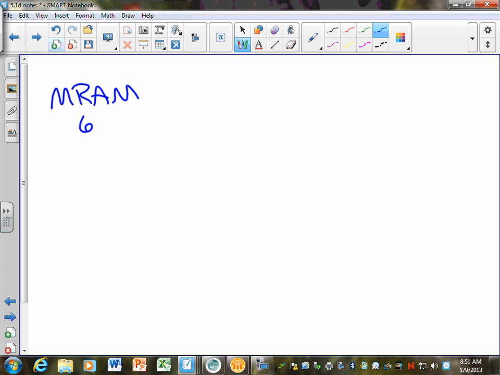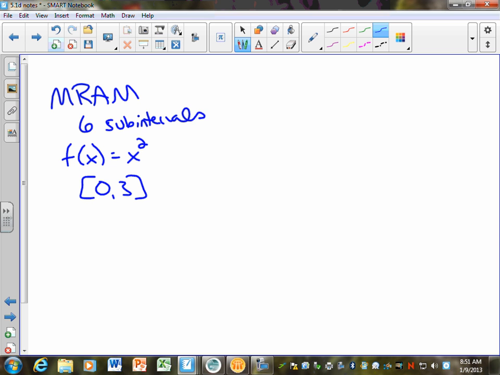We still have 6 subintervals. We're still dealing with x squared, and we're still going from 0 to 3. We can make this whole graph again, right? Every time we can. But I don't know if, on number 4 on your homework last night, you redrew the whole picture again. You don't really need the whole picture. I'll draw it, but I want to show you how you could do it without it. You really just need that x-axis from 0 to 3.